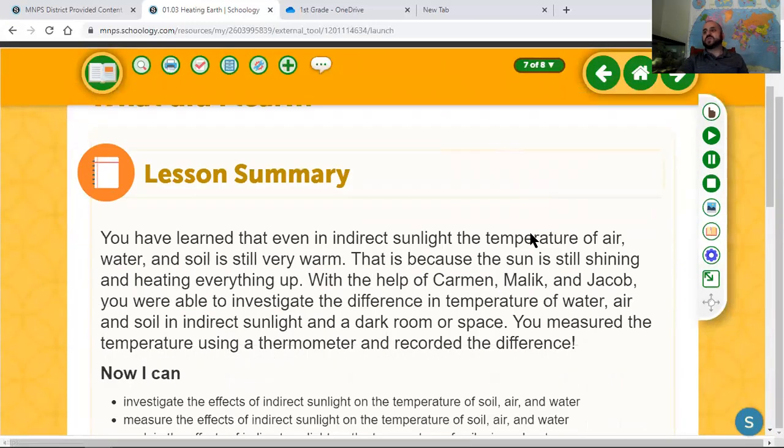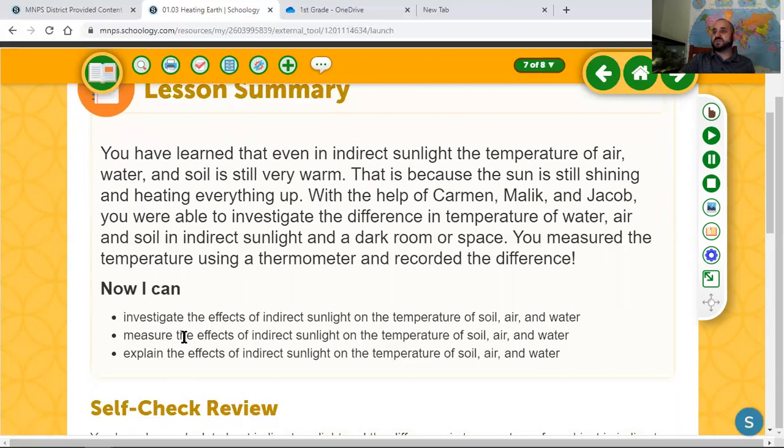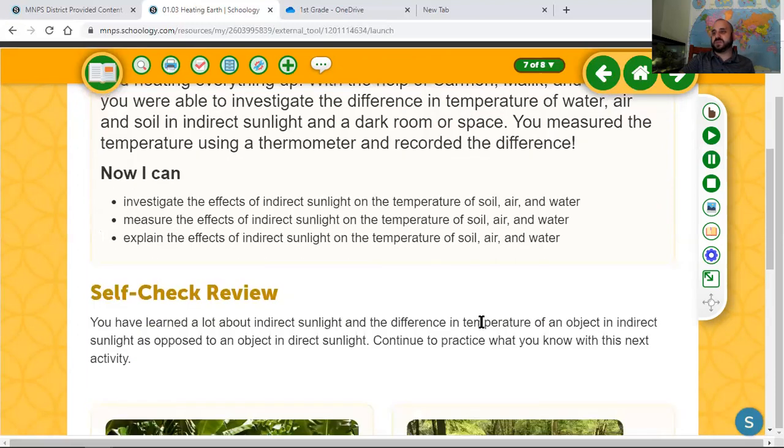All right, so we've learned that even in indirect sunlight, the temperature of the air, water, and soil can still be very warm. That is because the sun is still shining and heating everything up, and heat likes to spread out. With the help of Carmen, Malik, and Jacob, we are able to investigate the difference in temperatures of water, air, and soil in indirect sunlight and in a dark room or space. You measured the temperature using a thermometer and recorded the difference. So we investigated, we measured, and we explained.